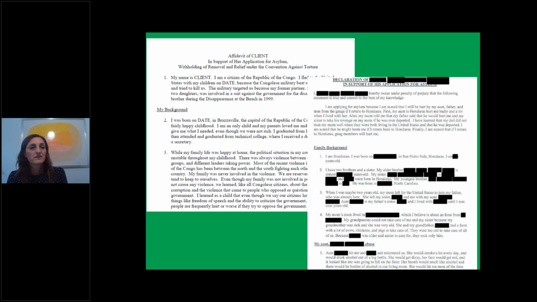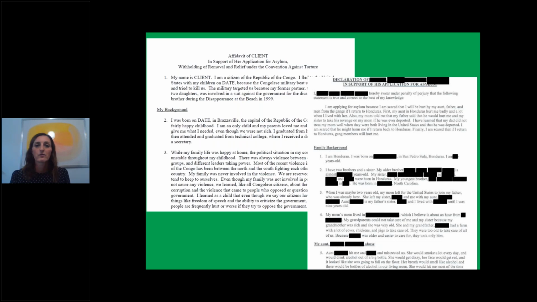Here are just a couple of examples of the beginning of an affidavit and what they normally look like. A couple things that you'll see is, normally what we recommend is at the beginning of the affidavit, starting with an introductory paragraph, which really just summarizes the basis for your client's asylum claim. So why are they applying for asylum?